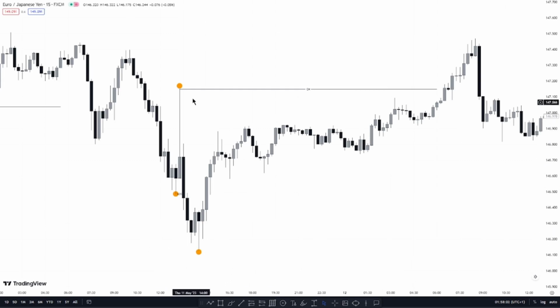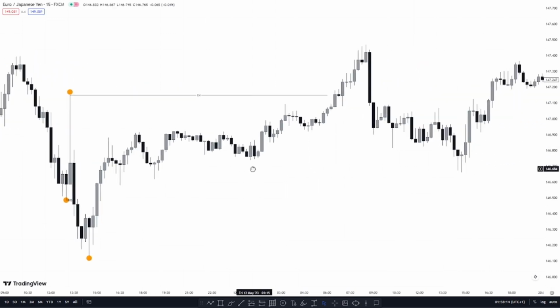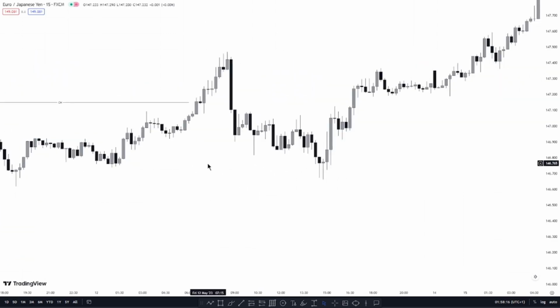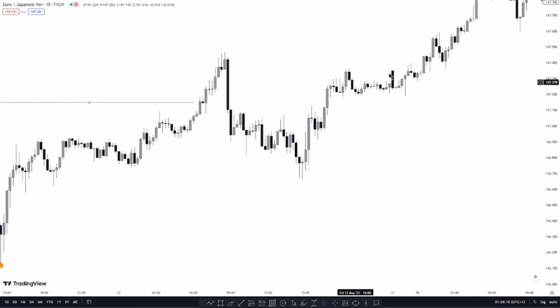What we did here was we identified our last significant lower high before this lower low, and then price went back up to take it out and close above it. So that means this is your change of character here. All right, and therefore you can start looking for longs here. And as you can see, price really rallied up after that CHoCH. Price started running up.